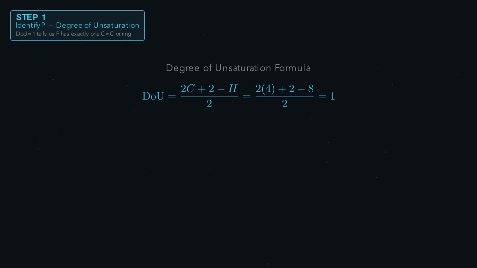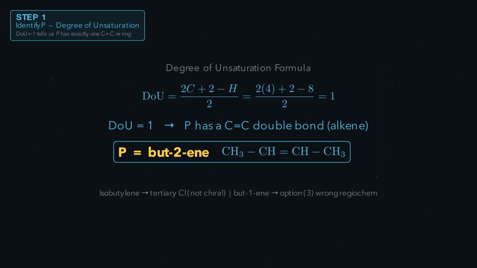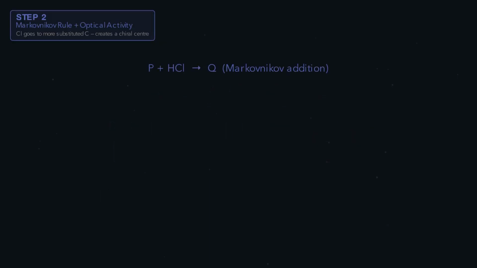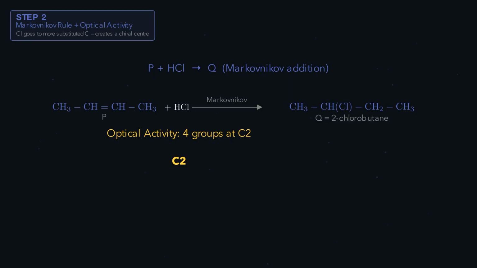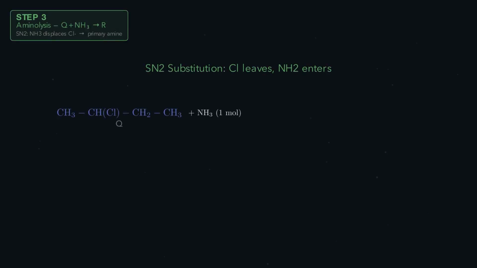C4H8 has exactly 1 degree of unsaturation, so P is an alkene. The only C4 alkene where HCl addition gives a chiral chloride is but-2-ene. Adding HCl by Markovnikov's rule places chlorine on carbon 2, which ends up bonded to 4 different groups. Now the next step is to understand the optical activity of Q. That carbon 2 in 2-chlorobutane carries a hydrogen, a methyl group, an ethyl group, and chlorine. All 4 are different. This makes it a stereocenter. So Q is 2-chlorobutane, and it's optically active because of this one chiral carbon.